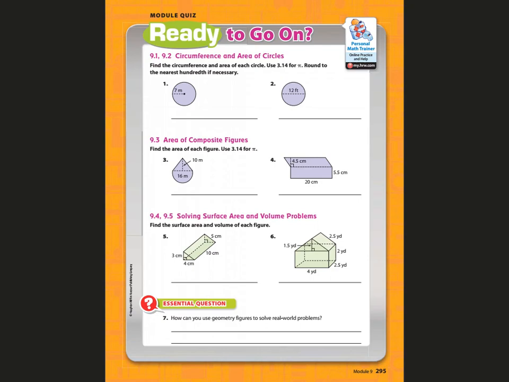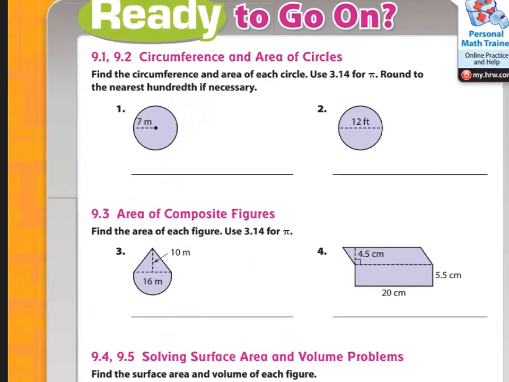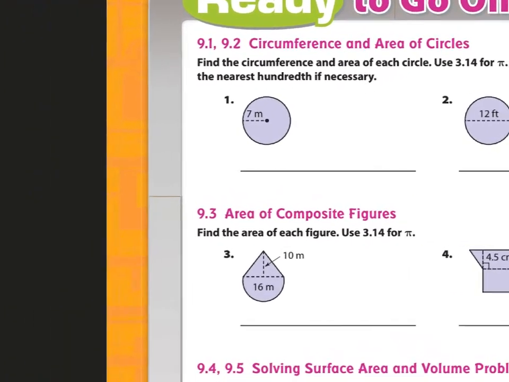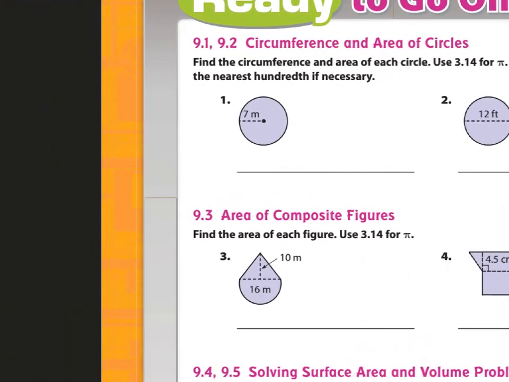All right, here's the ready to go on page. They want you to find the circumference and area of each circle. So let's start with the circumference. Circumference is diameter times pi.